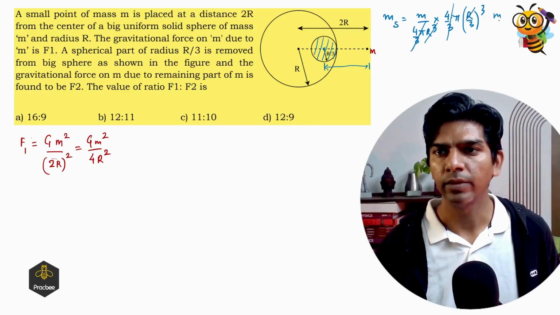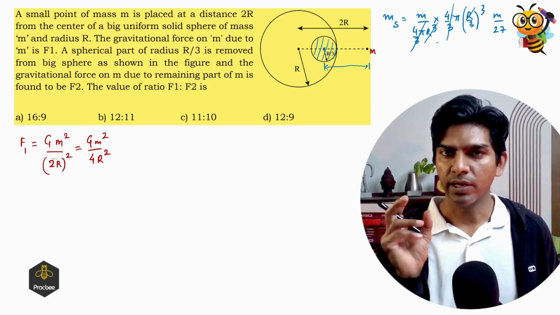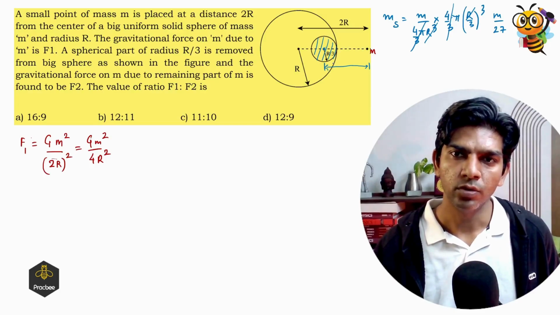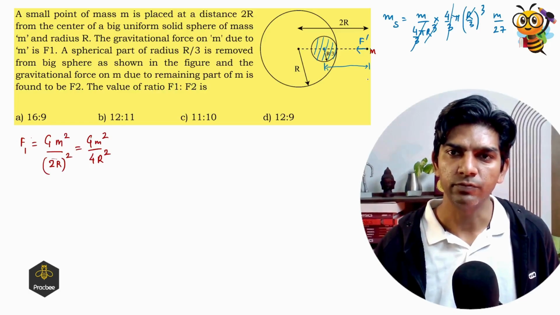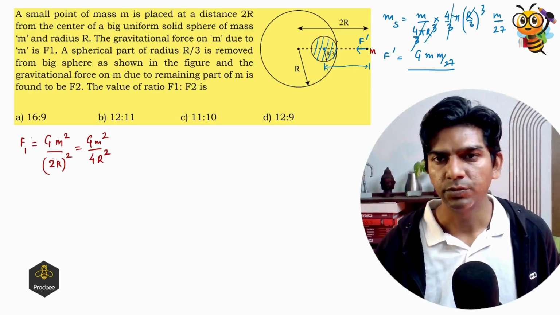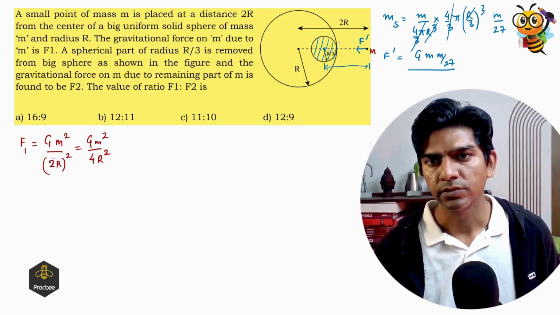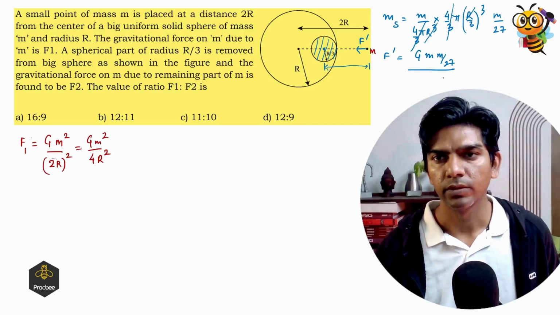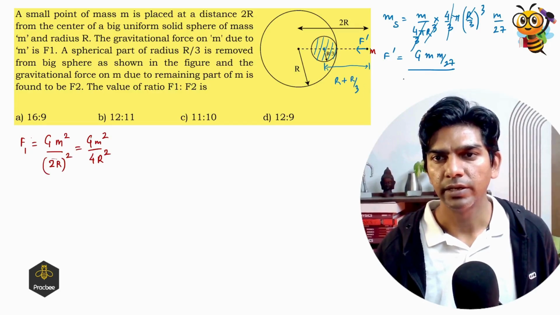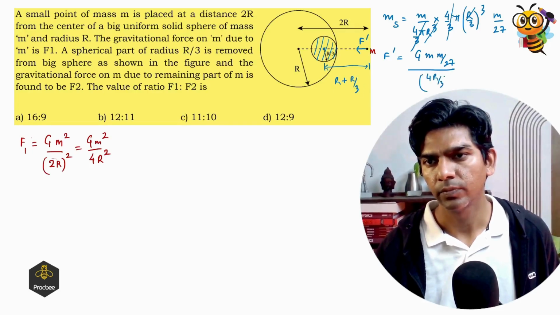So we are getting m by 27. So the mass of this small sphere is m by 27. So the contribution of force due to this mass, let me call this f prime. So this f prime will be G small m by 27 divided by the distance between them. So this will be r plus r by 3, which is 4r by 3, so 4r by 3 squared.